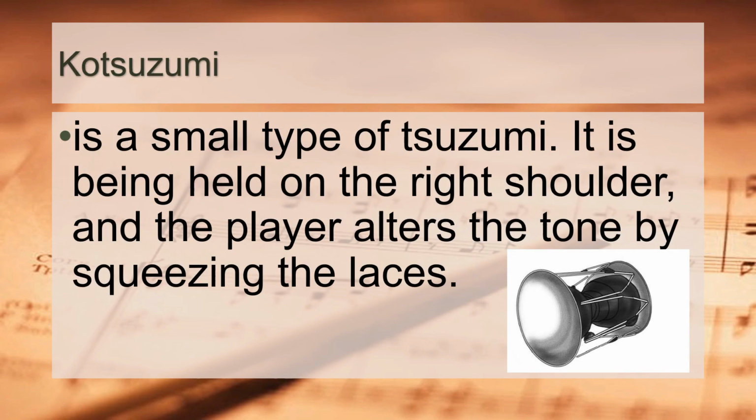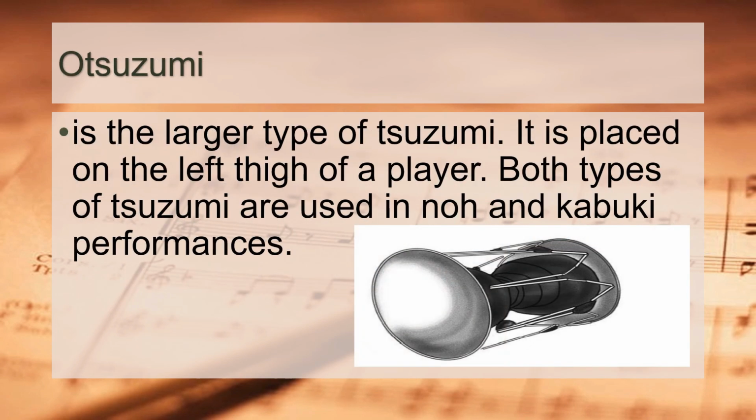Okay, pag-usapan natin ang Kotsuzumi. Pag sinabi natin Kotsuzumi, it is a small type of Chuzumi. No? Maliit na type ng Chuzumi ang Kotsuzumi. It is being held on the right shoulder and the player alters the tone by squeezing the pieces. Habang ang Otsuzumi naman ay larger type ng Chuzumi.